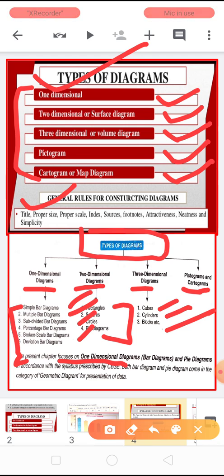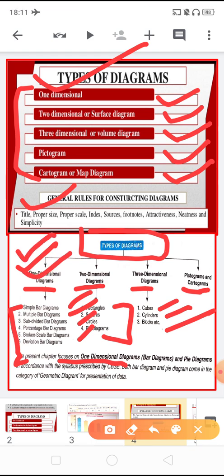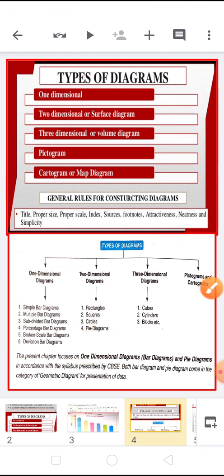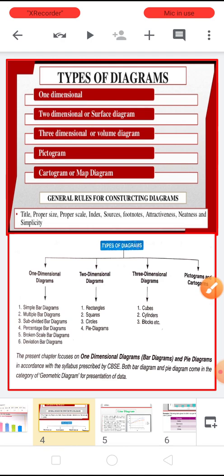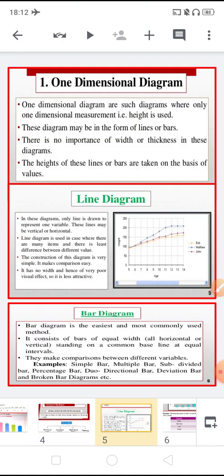And the next, like the two-dimensional bar diagrams, three-dimensional diagrams, and pictograph and cartograph, you are going to learn in your graduation level. So the present chapter is majorly focused only on the one-dimensional bar diagrams. So let us start with the first one, that is one dimensional diagram.